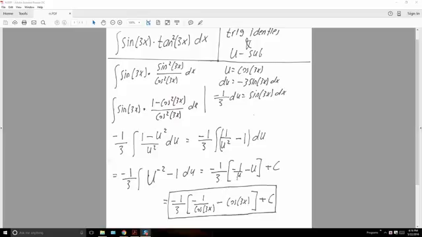And now we plug in what we originally had for u, so cosine 3x. So our final answer is going to be negative 1/3 times parentheses negative 1 divided by cosine 3x minus cosine 3x, plus the arbitrary constant c. And that's all we need to do.